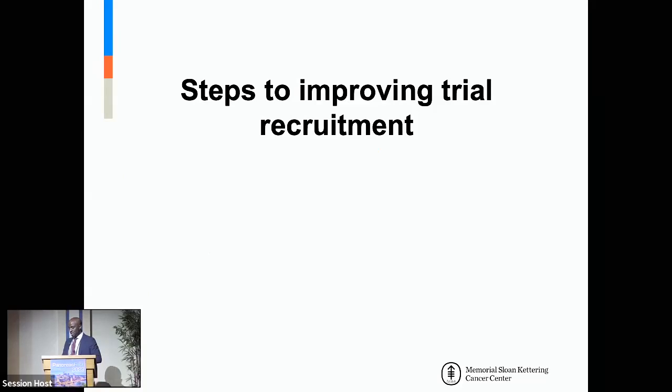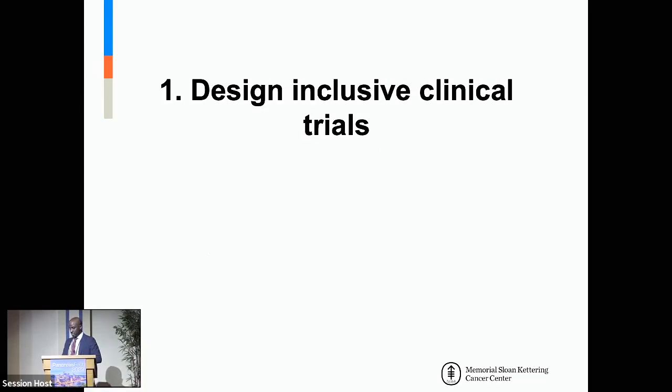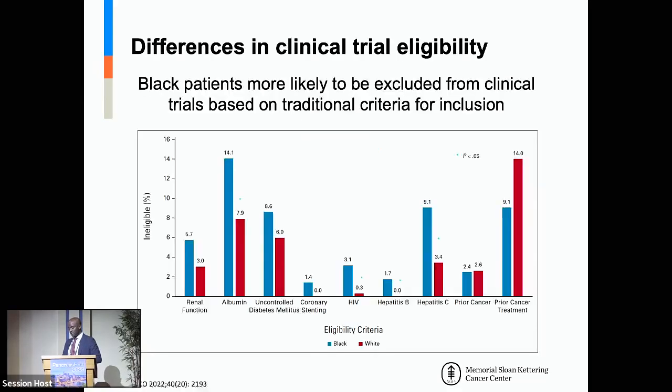So a couple of steps I'll mention just about how we can improve clinical trial recruitment. So, design inclusive clinical trials. In this study that was published just last year, Black patients were shown, when you looked at, this was the example about the inclusivity of the criteria. There are criteria that determine who's eligible or ineligible for a clinical trial, mostly based on lab and personal and medical history.